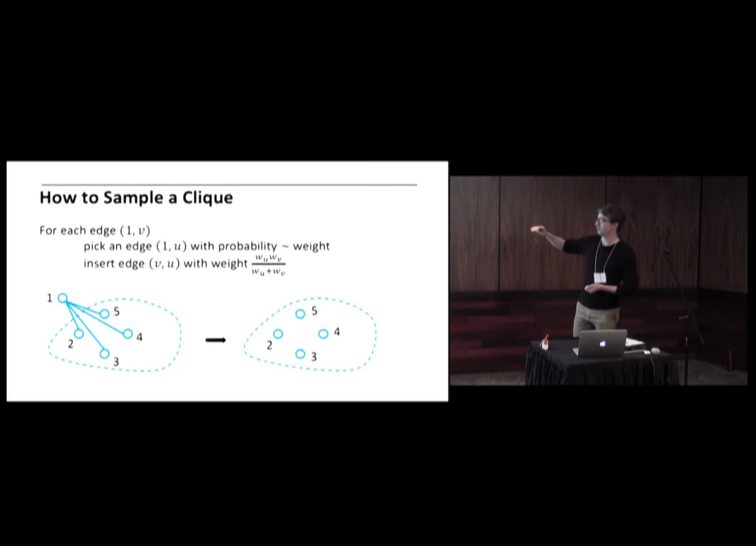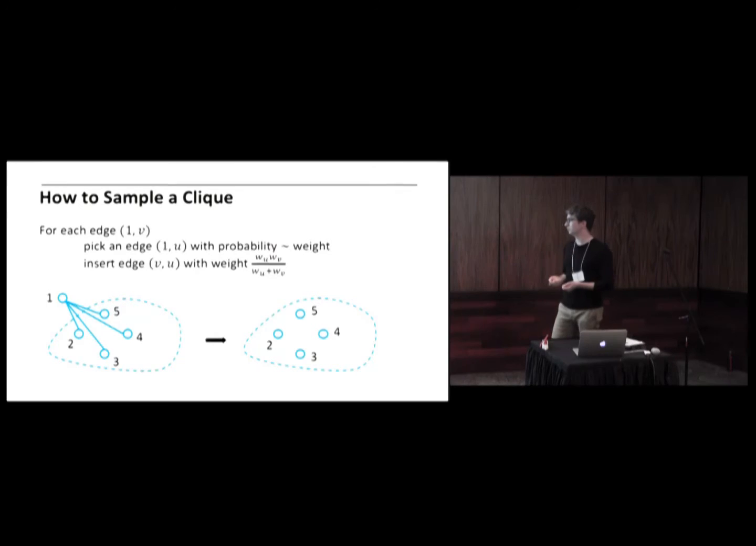For each edge from 1 to a neighbor v, we're going to pick another edge from 1 to a neighbor u with probability proportional to the weight of that edge. Then we're going to insert an edge between v and u with weight equal to the product of the original two edge weights divided by the sum of the original two edge weights.